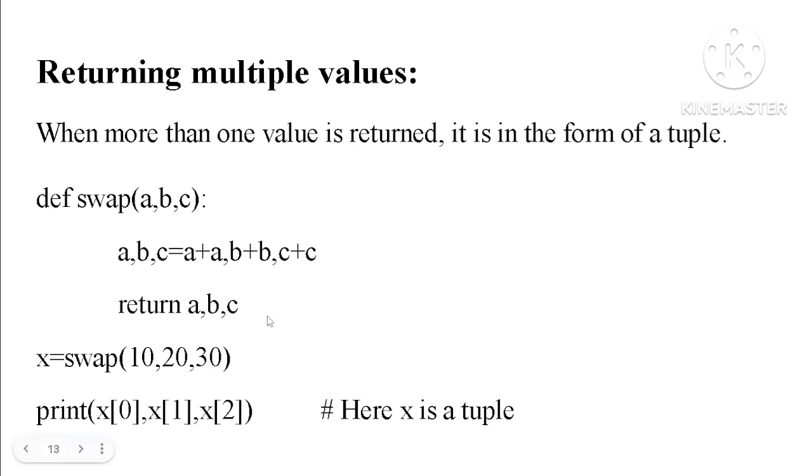Now, I also told you that you can return more than one value. So look at this program, swap A, B, C. I'm just giving some different answers. Twice of the variable I'm assigning to the variables and returning A, B, C. So what happens here? Swap of 10, 20, 30 is called and the return value is assigned to X. But when there is more than one value, this X becomes a tuple. So x[0] will give the first value of the tuple, x[1] will return the second value, x[2] will return the third value. What is the first value? 10 plus 10, 20, then 40, then 60 will be printed on the screen. So regarding return values, you need not necessarily return a single value, you can return more than one value, which becomes a tuple.